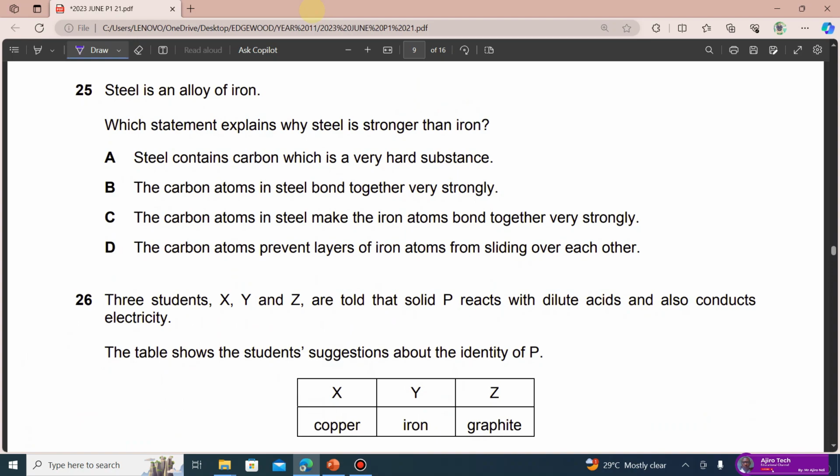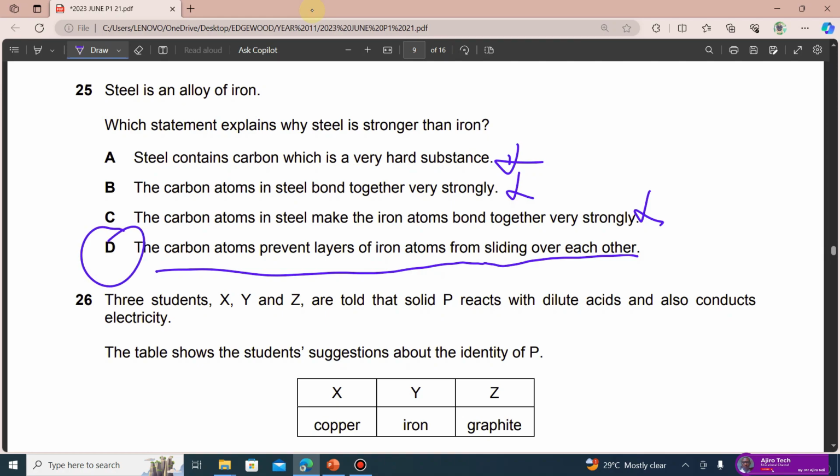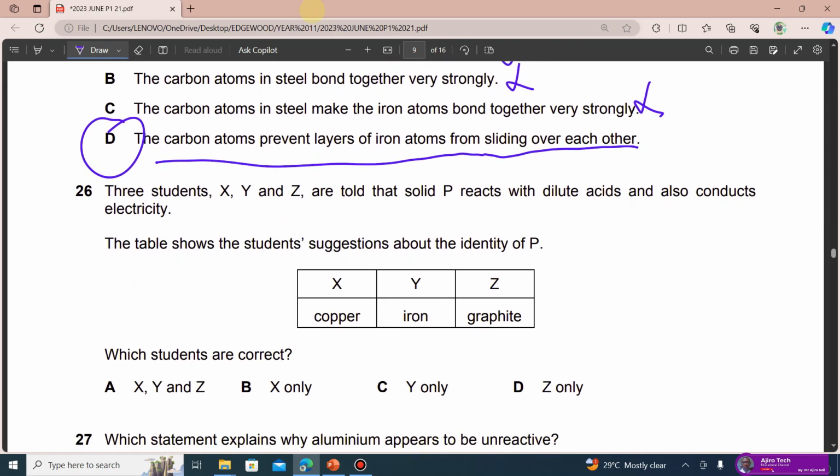25. Steel is an alloy of iron. Which statement explains why steel is stronger than iron? So steel contains carbon, which is a very hard substance. No. The carbon atoms in steel bond together very strongly. No. The carbon atoms in steel make the iron atoms bond together very strongly. Still no. So the carbon atoms prevent layers of iron atoms from sliding over each other. This is correct.